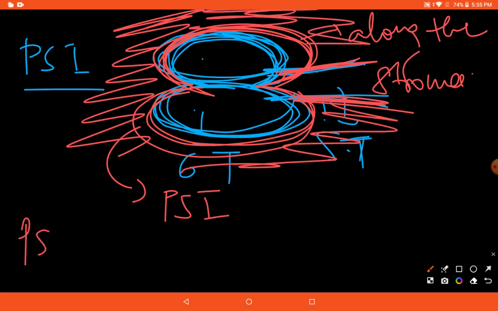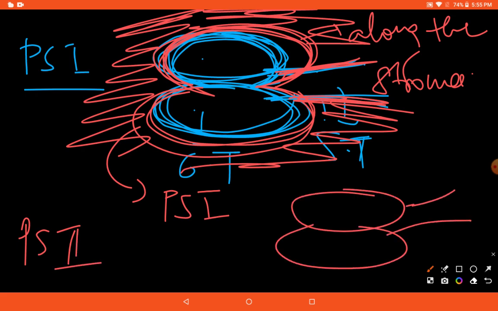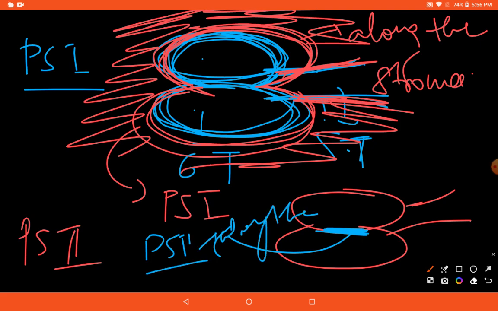And when I talk about PS2, again I draw it like this. So where will we find PS2? PS2 is found here. It is found along the granum. So along the stroma we have PS1, along the granum we have PS2. So PS1 and PS2, this is the major difference. PS1 outer side, PS2 inner side.